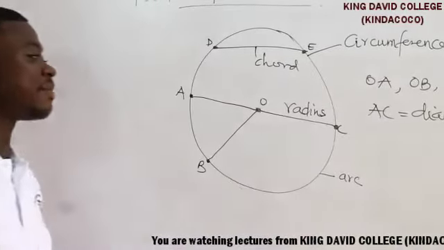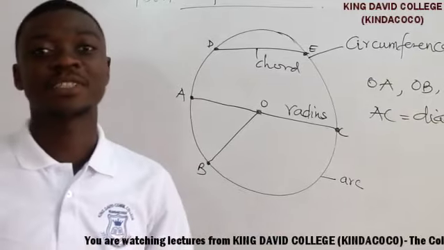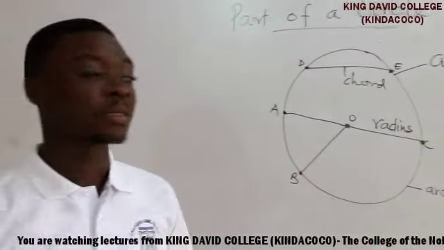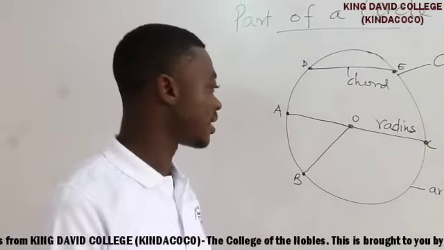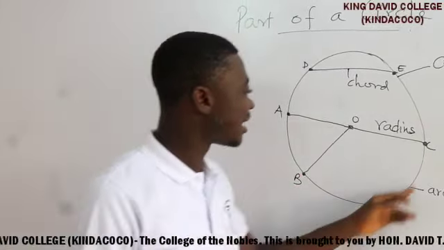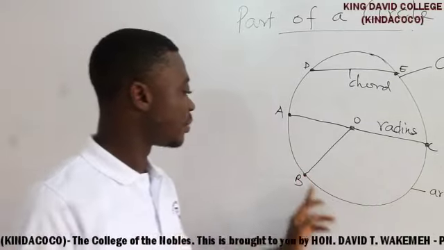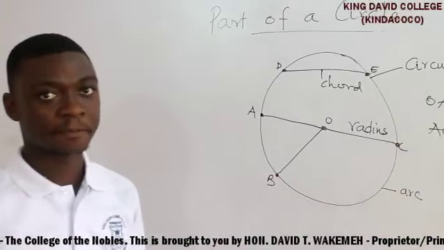So an arc is simply a part of what? The circumference between two points. So an arc is simply a part of the circumference. So this is bounded. This will be referred to as an arc.